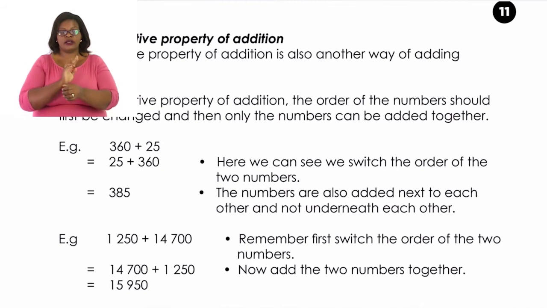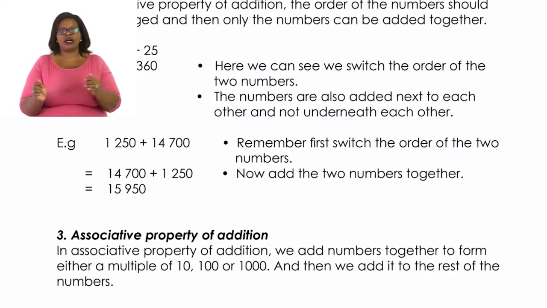And if I add 14,700 plus 1,250 together, my answer is 15,950. So guys, remember in commutative property, all we do here is we switch the order of the numbers, and then only we can add our numbers together.